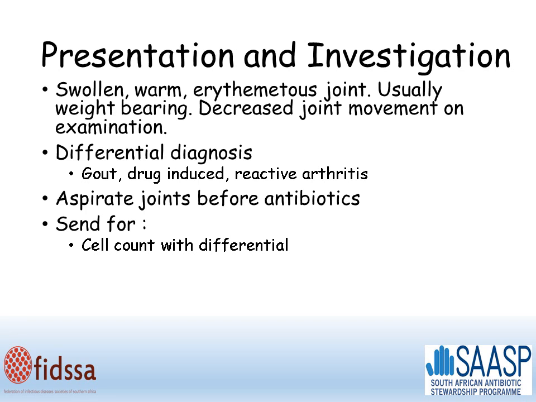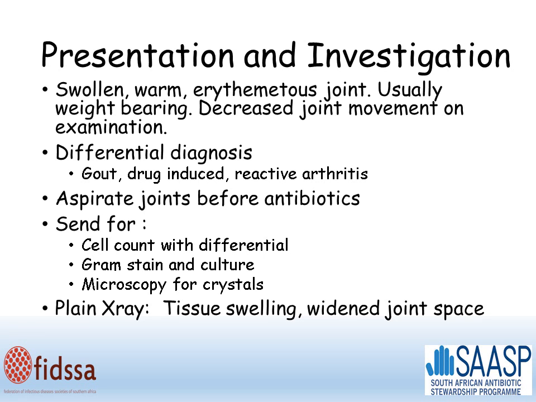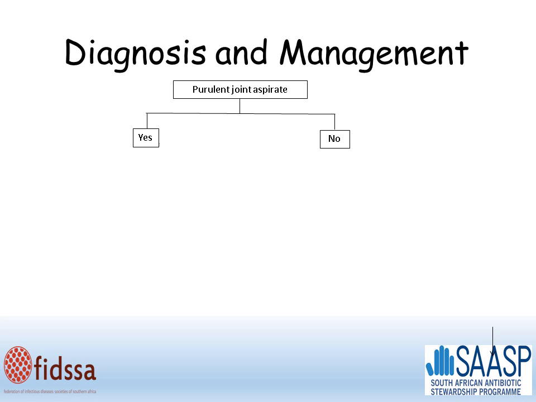Joint aspirates should be sent for cell count with differential, a gram stain and culture, and microscopy to look for crystals. Plain X-rays can also be helpful. They'll show tissue swelling and they may show widening of a joint space. In terms of diagnosis and management, first observe the joint aspirate to see if it's purulent.